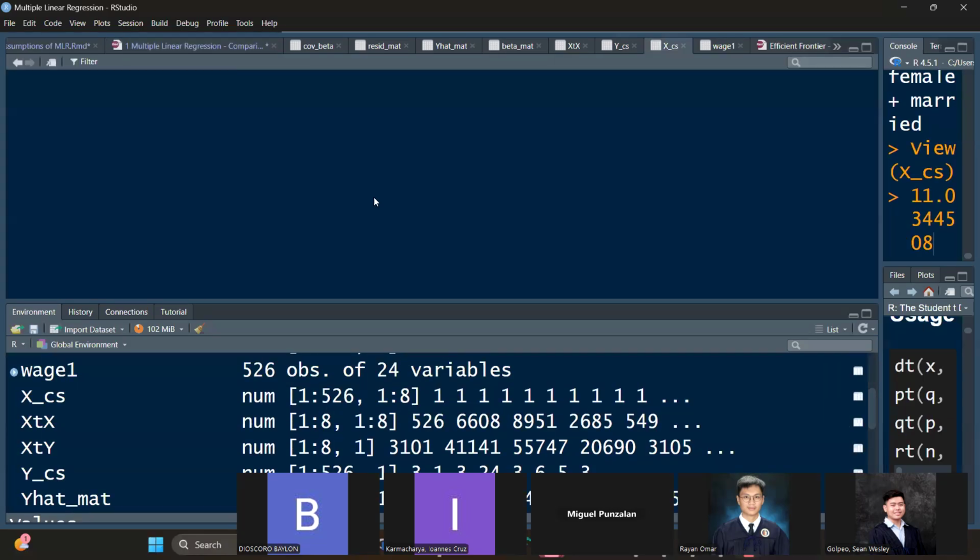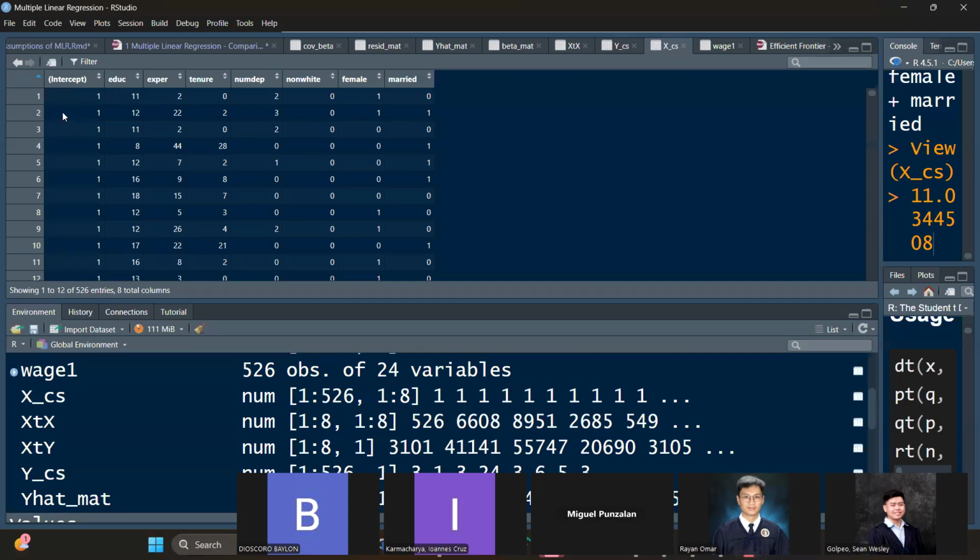So when you run this, class, you will have this XCS. Let's print this. There you go. You have your intercept, all the ones here. And how many total columns do we have? Eight total columns, class. So it includes all your 7 predictors: education, experience, tenure, number of dependents, non-white, female, married, plus your intercept. So this is your X matrix.